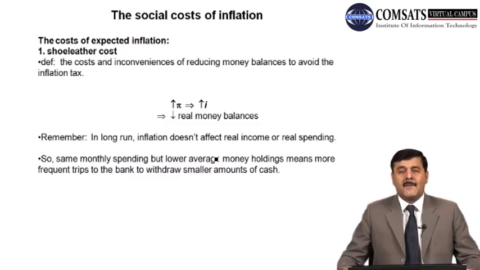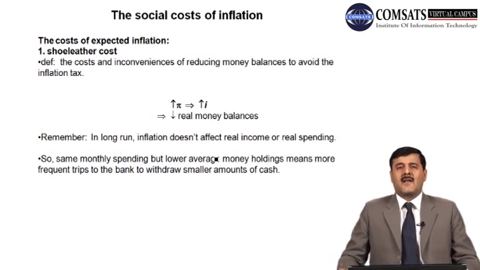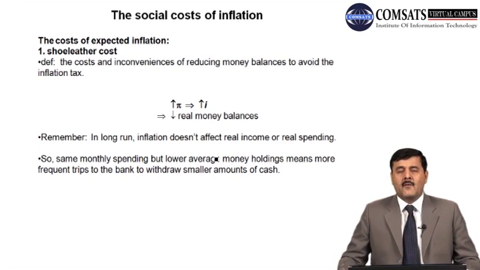So we'll explain these two different costs of inflation one by one in detail in the coming slides. The overall topic for discussion is the social cost, or the costs, of inflation. We divided it into two parts; the first part is the cost of expected inflation. We can give different types of social costs to society with expected inflation. One could be shoe leather cost. Now what is that shoe leather cost?